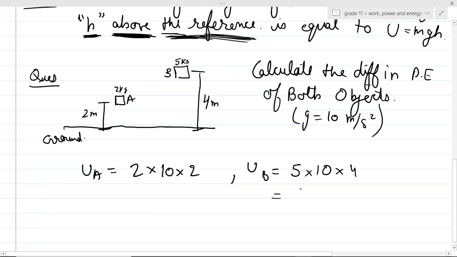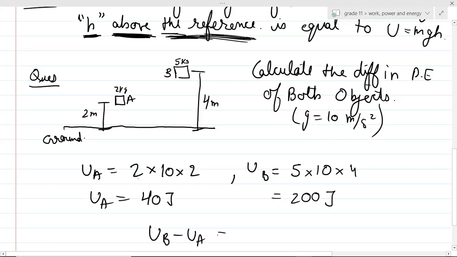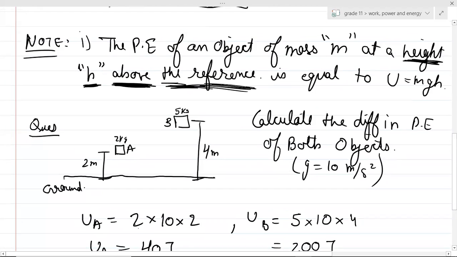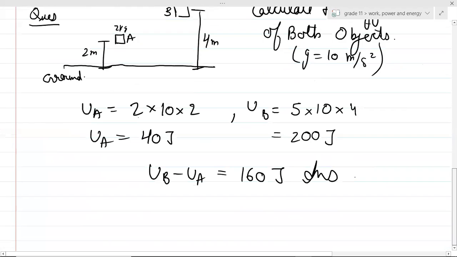So I think you are able to do this. 5 per 20, 20 is, this is 200 joules. Energy of B will be 40 joules. And the difference in the potential energy is 100. I think it is easy, right? Is this clear, guys? Okay. The first one is easy.